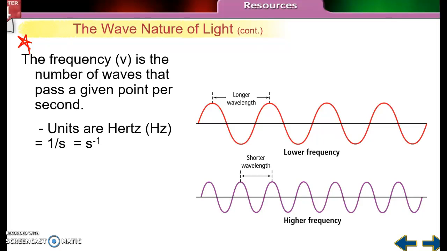So if something has a long wavelength, that means it's going to be traveling slower. It's not going to be as frequent because it's going to take a longer amount of time for those crests to pass a specific point. If it's going to have a higher frequency, it's going to have a shorter wavelength. So that means that it's a shorter wavelength, crest to crest is not as far apart, so they're going to pass more quickly. Frequency and wavelength are indirectly related. When one goes up, the other goes down.